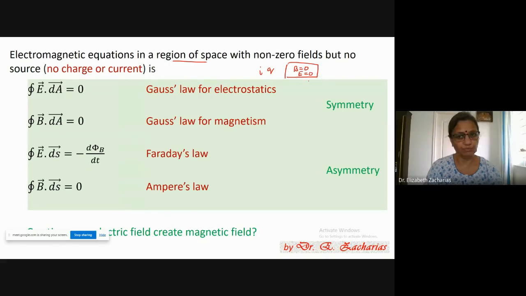Once more, I'll tell you, we are talking about a region of space. Again, I'm saying space, which means we are talking of mu naught and epsilon naught. And in this region, there is no source of electric field, meaning charge, no source of magnetic field, meaning current. Okay?